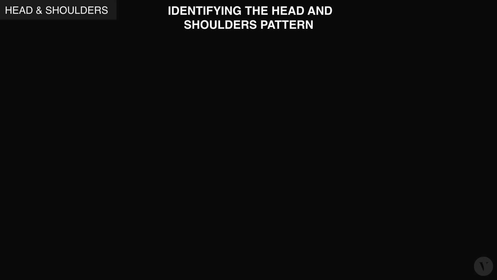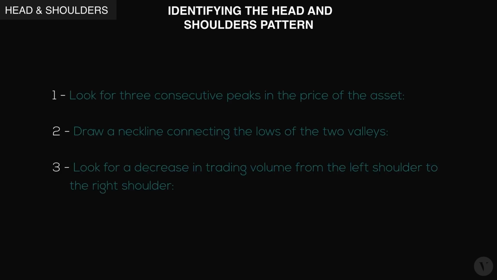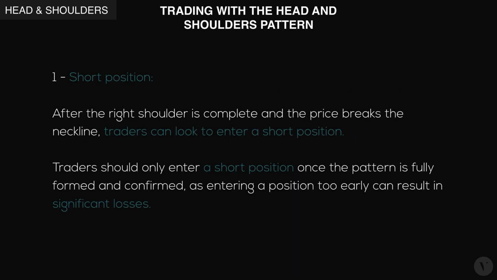So, identifying the head and shoulders pattern. Number 1, we look for 3 consecutive peaks in the price of the asset. 2, we draw a neckline connecting the lows of the 2 valleys. And 3, we want to ensure and look for a decrease in trading volume from the left shoulder to the right shoulder.